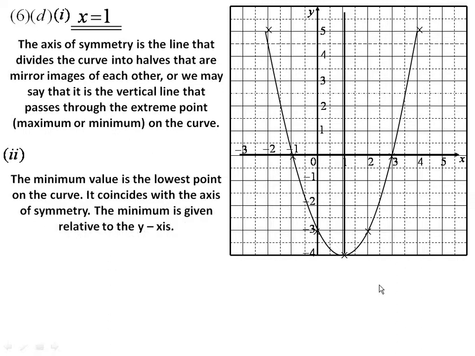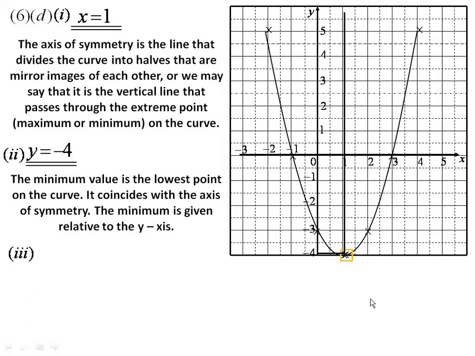Now we need to determine the minimum value of the expression or the function. The minimum value is the lowest point on the curve. It coincides with the axis of symmetry. The minimum is given relative to the y-axis. So there it is. The minimum point is right here, given relative to the y-axis. So the minimum value is y is equal to 4.